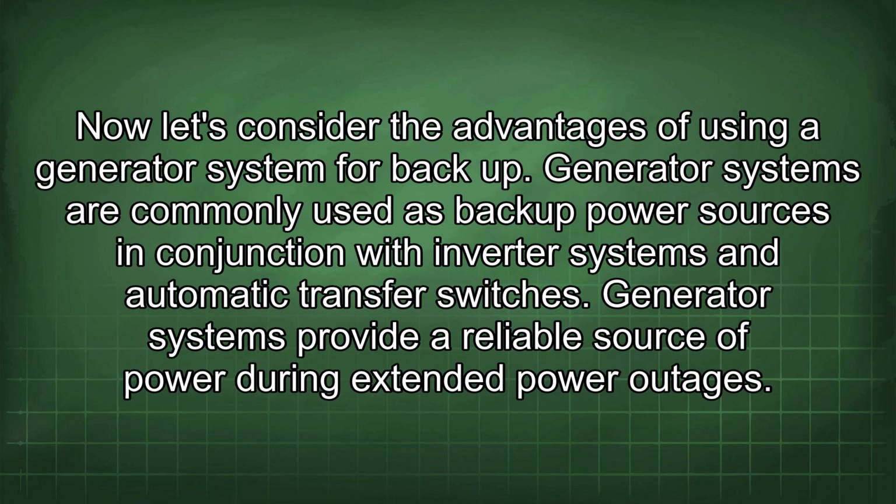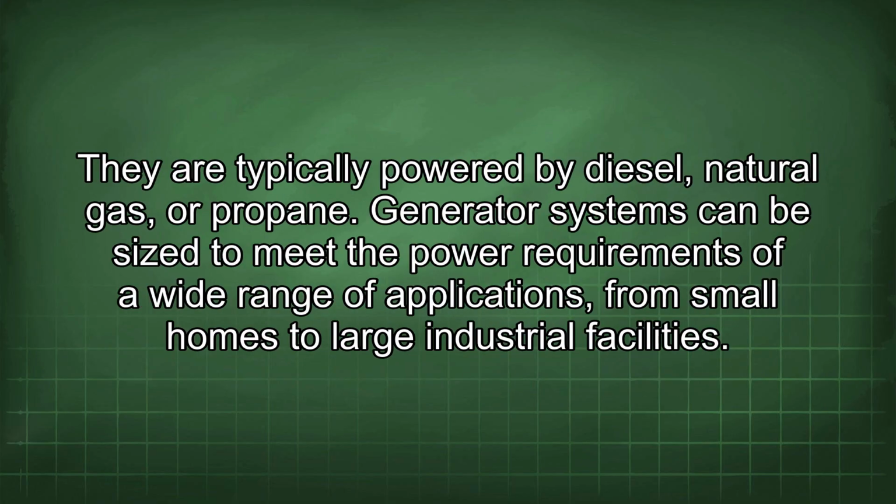Now let's consider the advantages of using a generator system for backup. Generator systems are commonly used as backup power sources in conjunction with inverter systems and automatic transfer switches. Generator systems provide a reliable source of power during extended power outages. They are typically powered by diesel, natural gas, or propane.